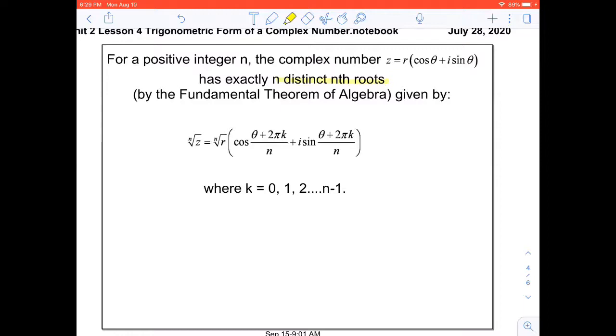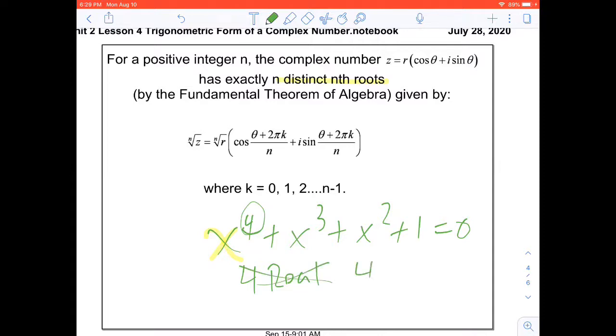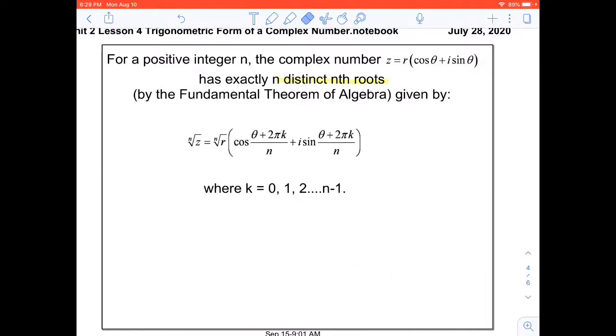You guys, we are guaranteed that by the fundamental theorem of algebra. Remember when you solved problems like x to the 4th plus x to the 3rd plus x squared plus 1, and you wanted to solve for the roots? Highest exponent was 4. So while you might not have 4, and they might not all be real, you were guaranteed 4 roots of that equation, correct? So we are guaranteed as well by the fundamental theorem of algebra that if I'm asking you to find the 4th roots of a number, you should have 4 answers. If I'm asking you to find the 3rd roots of a complex number, you should have 3 answers or 3 roots.